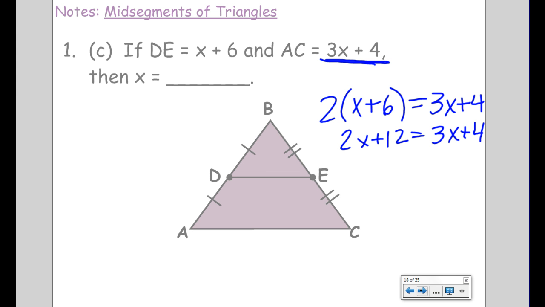Kendall, you ready to reveal your answer? Yeah. What is it? 8. 12 minus 4. Very good. Is 8. Yep.